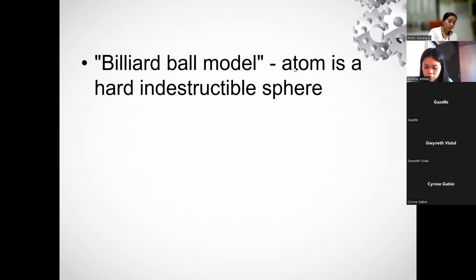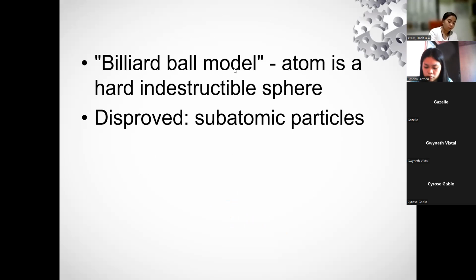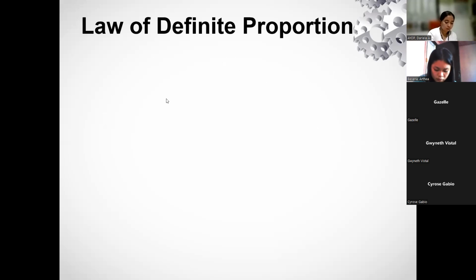So that's why the atom was thought to be like a billiard ball. But this is being disproved. According to other scientists, it's not true, because that was the time when subatomic particles were discovered. Okay? So the billiard ball model of John Dalton was disproved.